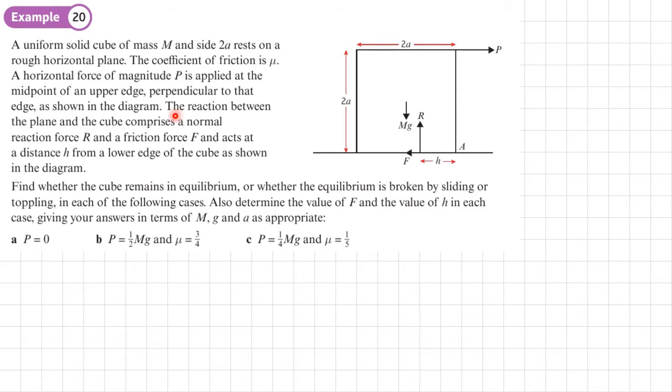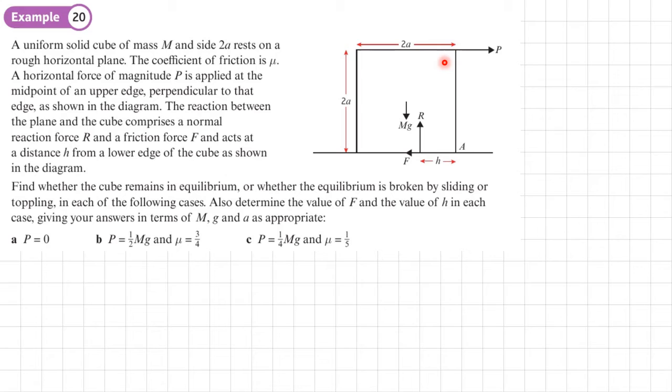As shown in the diagram, the reaction between the plane and the cube comprises a normal reaction force R and a friction force F, and acts at a distance h from the lower edge of the cube as shown. So it's at a distance of h from A, and it's again shown in the diagram. Find whether the cube remains in equilibrium or whether equilibrium is broken by sliding or toppling. In each of the following cases, also determine the value of F and the value of h in each case, giving your answer in terms of m, g and a as appropriate.